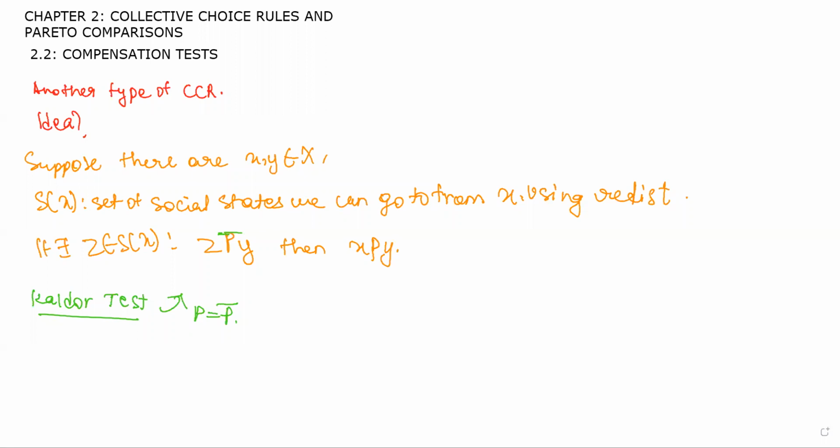But there's a problem with the Kaldor compensation rule, which is this. Lemma: no collective choice rule can satisfy consistently the Kaldor test. Why? First of all, consistency here means that if X is better than Y, Y can't be better than X. That is what consistency is.